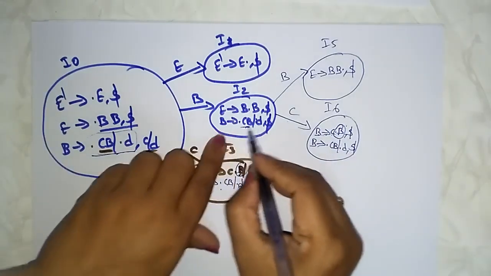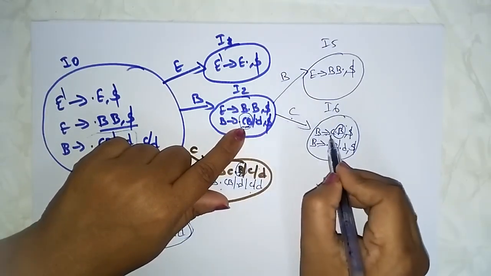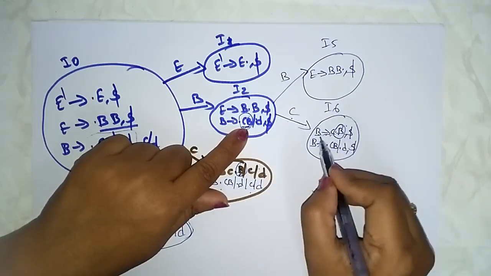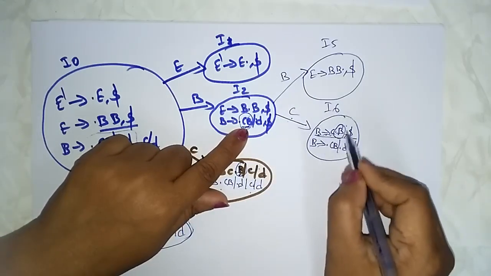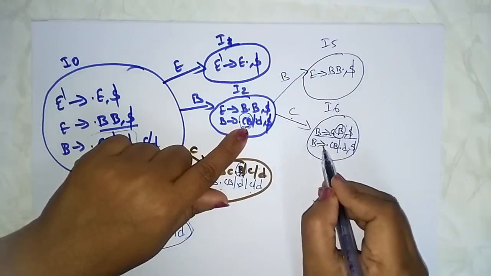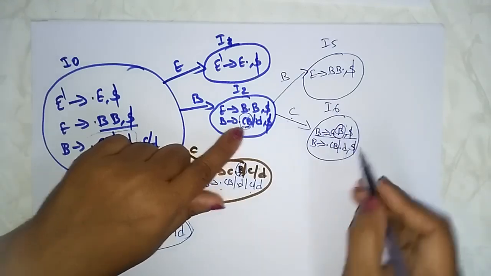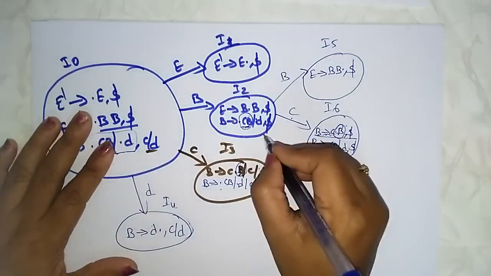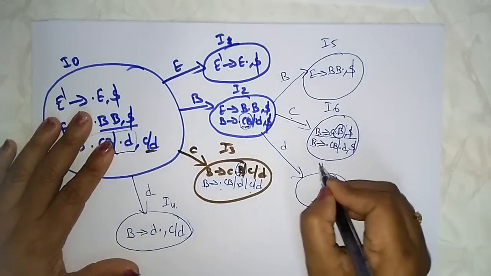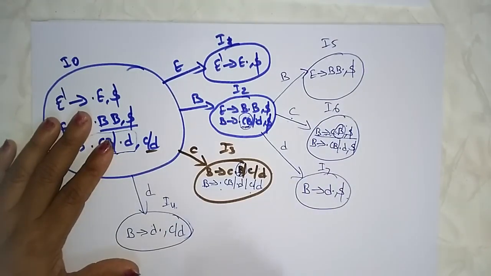I hope you understand. So I am taking the input as C. For C, B determines C dot B, comma, whatever the lookahead value is. After dot, there is a non-terminal, so whatever that non-terminal's productions are, you need to write the complete productions. B determines dot CB, dot D. You have written them, so you have to write the lookahead value also. C is over. Now let's take D.